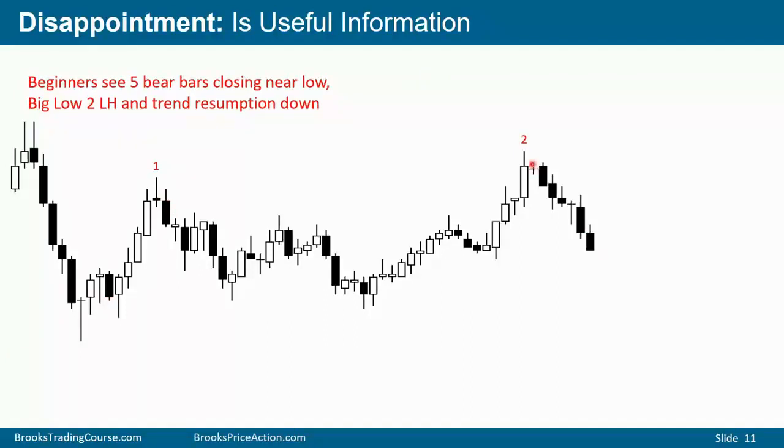A very tight channel lasting 8 bars, 4 with pretty good bear bodies, and 7 bars without a bull body. Beginners see that as what they hope is the start of a bear trend. A big low 2 rally, 1 pullback 2. So the bears are hoping this is a big bear flag after this initial sell-off, and they're hoping to get trend resumption down.